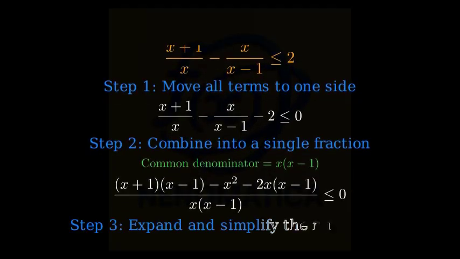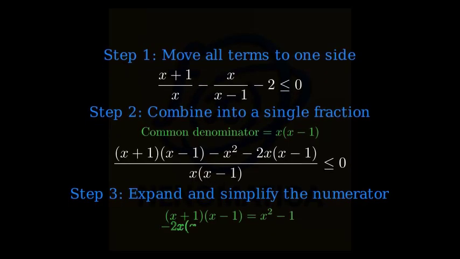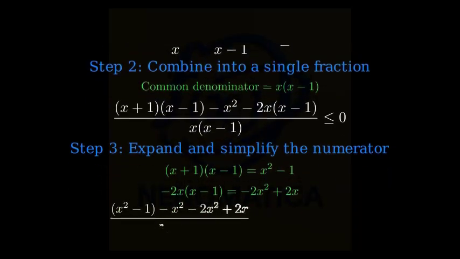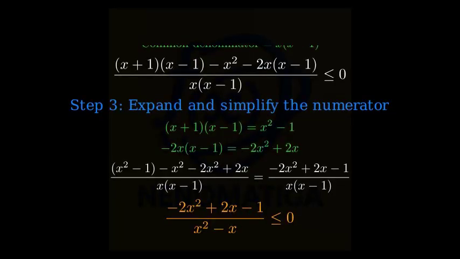Step 3. Expand and simplify the numerator. Expand x plus 1 times x minus 1 to get x squared minus 1. Expand negative 2x times x minus 1 to get negative 2x squared plus 2x. Combine like terms in the numerator. We obtain negative 2x squared plus 2x minus 1 over x squared minus x, less than or equal to 0.